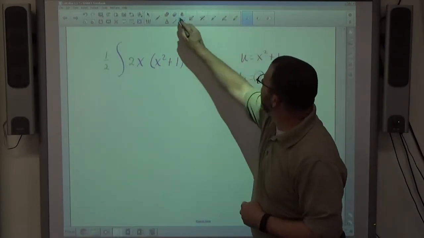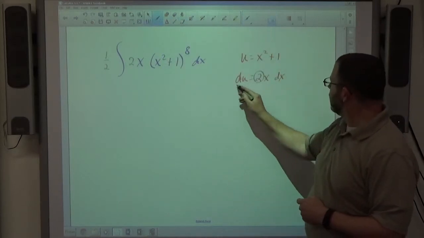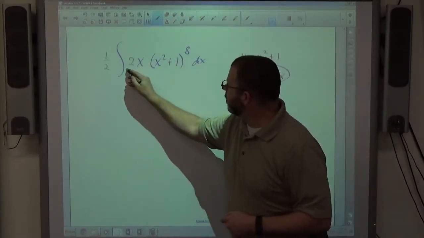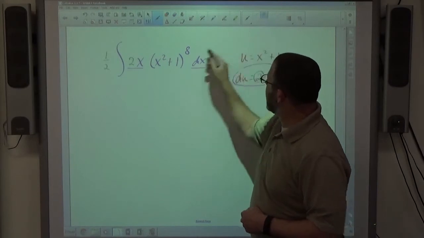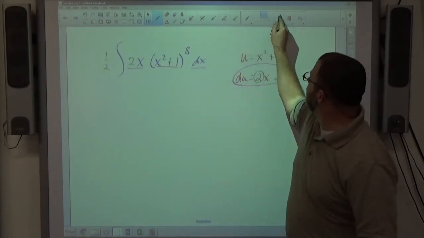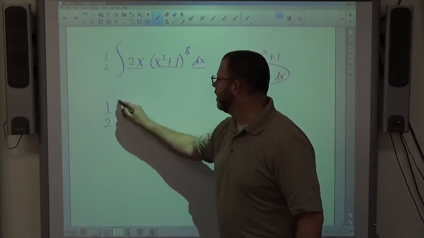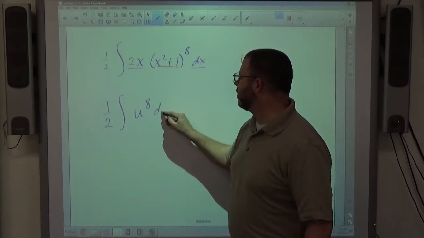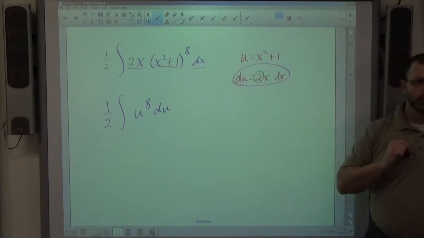That gets me exactly what I need for my dx, right? So 2x dx is du. That's u to the 8th power. To put the 2 there, I had to put the 1/2 there. So the problem becomes 1/2 outside, integral of u to the 8th du inside. And now I can work it out.